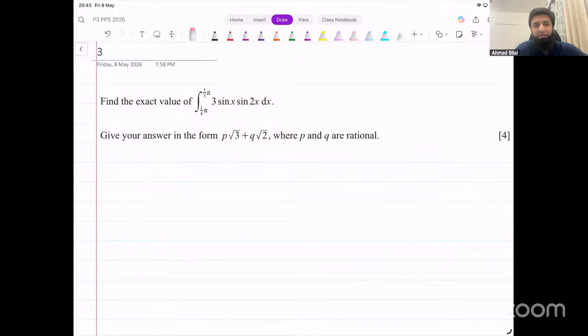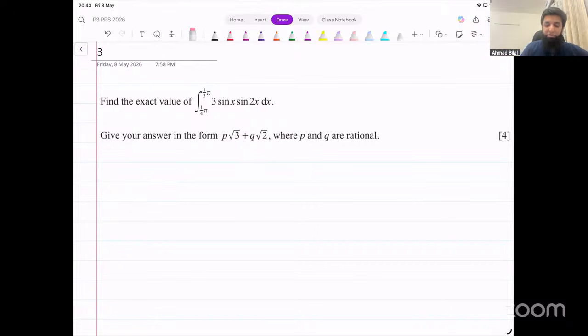Is integration by parts going to help in this? Generally, no, because remember, a trigonometric function doesn't get simpler. The derivative of sine x is cos x, the integral of sine x is minus cos x. So it is just going to keep changing from one function to another. The loop method might work in this. You'll have to try, but sometimes it works, sometimes it doesn't.